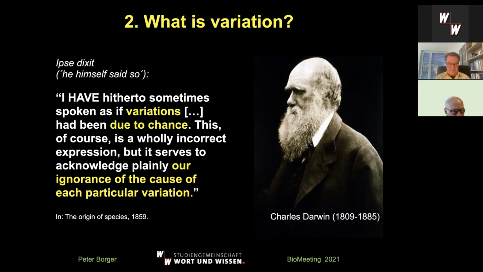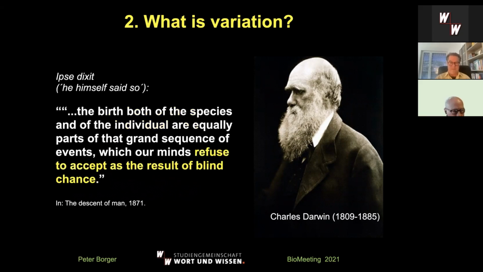And he says in his 1859 book, The Origin of Species, "I have hitherto sometimes spoken as if variation had been due to chance. This, of course, is wholly incorrect expression, but it serves to acknowledge plainly our ignorance of the cause of each particular variation." In those days, it was completely unknown where variation stems from. It was simply taken as a fact that there is variation in nature.